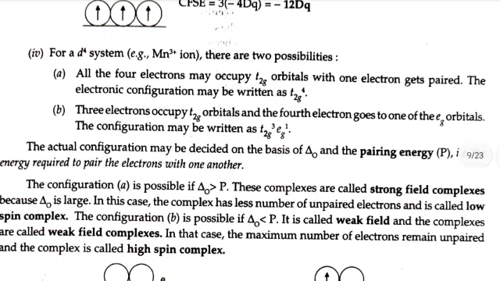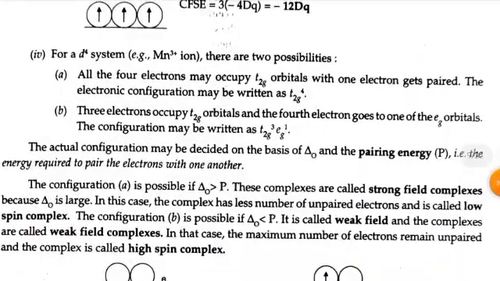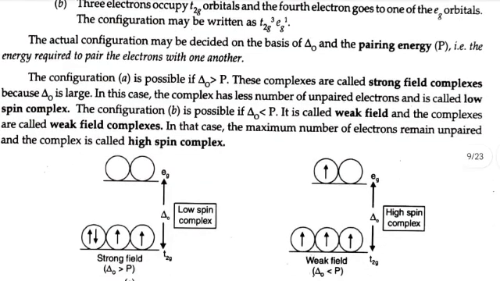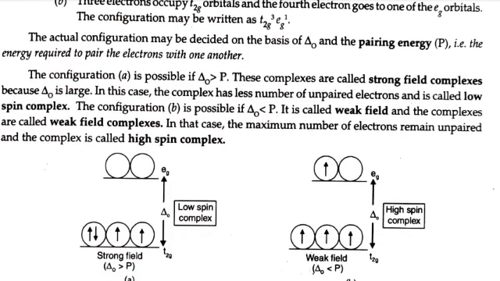The actual configuration may be decided on the basis of delta naught and the pairing energy P, that is, the energy required to pair the electrons with one another. Configuration A is possible if delta naught is greater than the pairing energy. These complexes are strong field complexes because delta naught is large. In this case, the complex ion has a smaller number of unpaired electrons and is called a low spin complex.